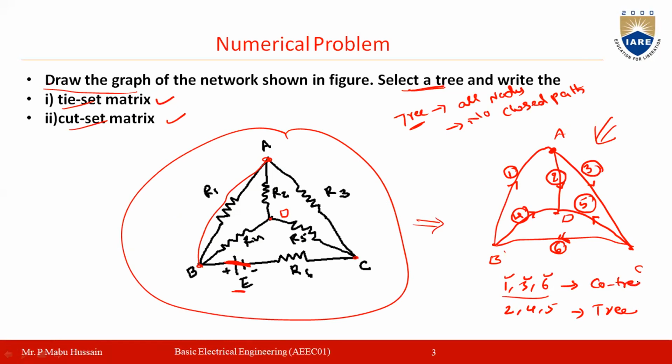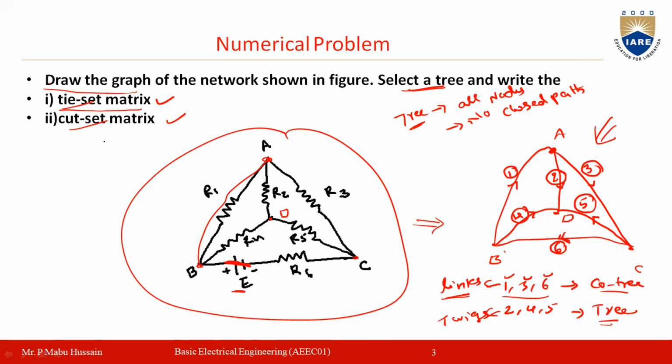Now the branches of this tree are called the twigs, and the branches of the co-tree are called the links. Okay, now to form a tie set matrix, you need to join one link at a time, so that one closed loop will be formed and one closed loop current will flow here.